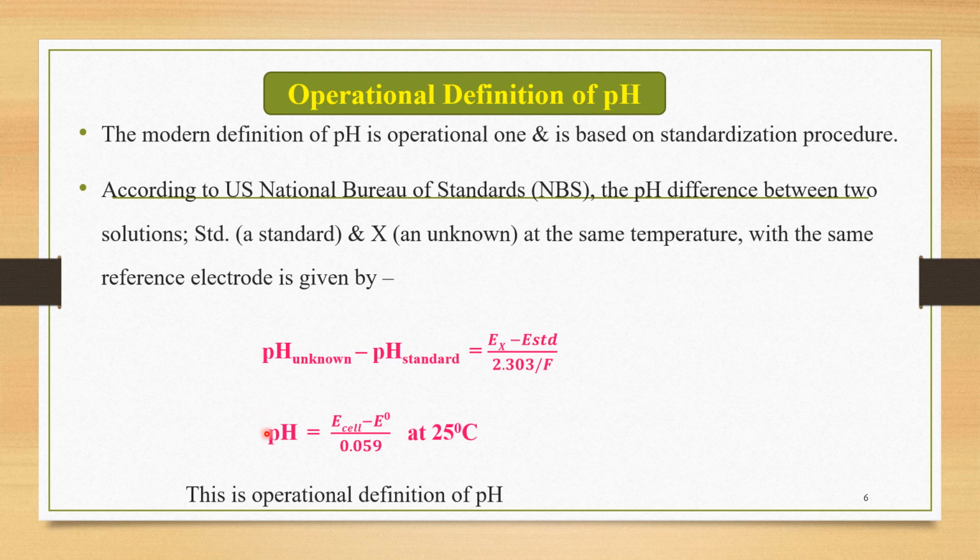This equation may be written as pH is equal to cell potential minus standard cell potential divided by 0.059 at 25 degree centigrade. So if we reduce the above equation, it is obtained in a simplified form as pH equal to cell potential minus standard cell potential divided by 0.059 at 25 degree centigrade, and this is the operational definition of pH. By using this relation, we can easily find out the pH of an unknown solution by taking into consideration the cell potential as well as the standard cell potential at a temperature of 25 degree centigrade.